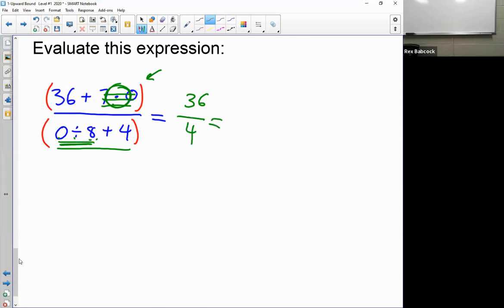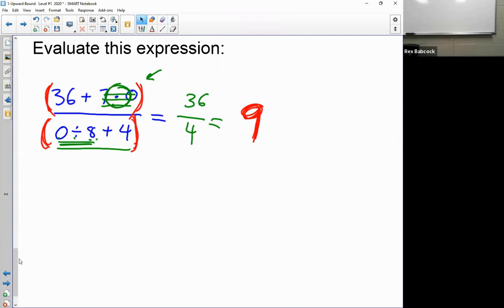I would expect to divide it out. 4 goes into 36, with or without a calculator, nine times. The answer is 9. Questions there? And with the calculator, you would have needed these red parentheses, or it would not work.